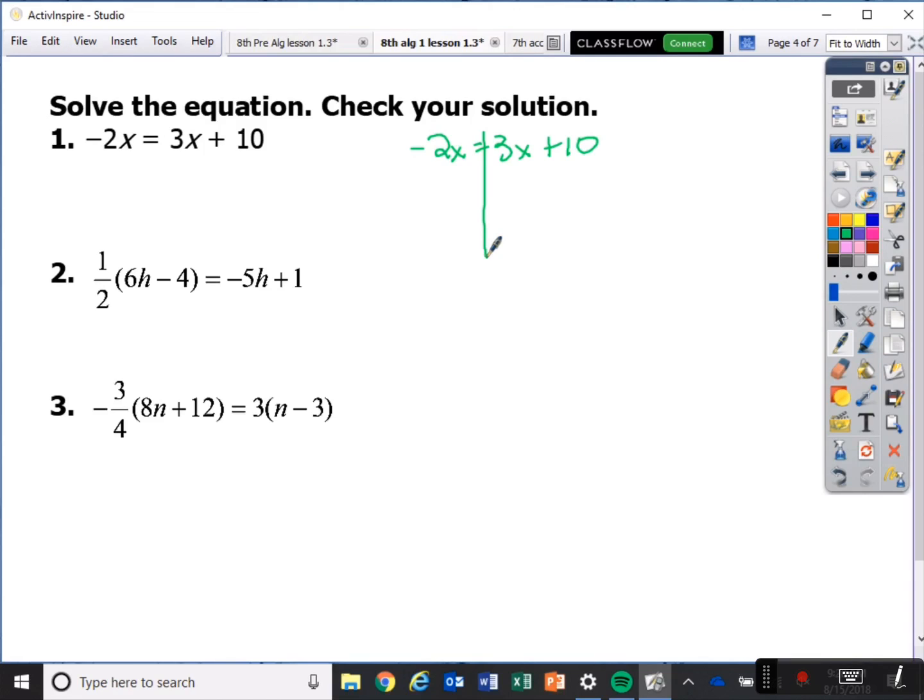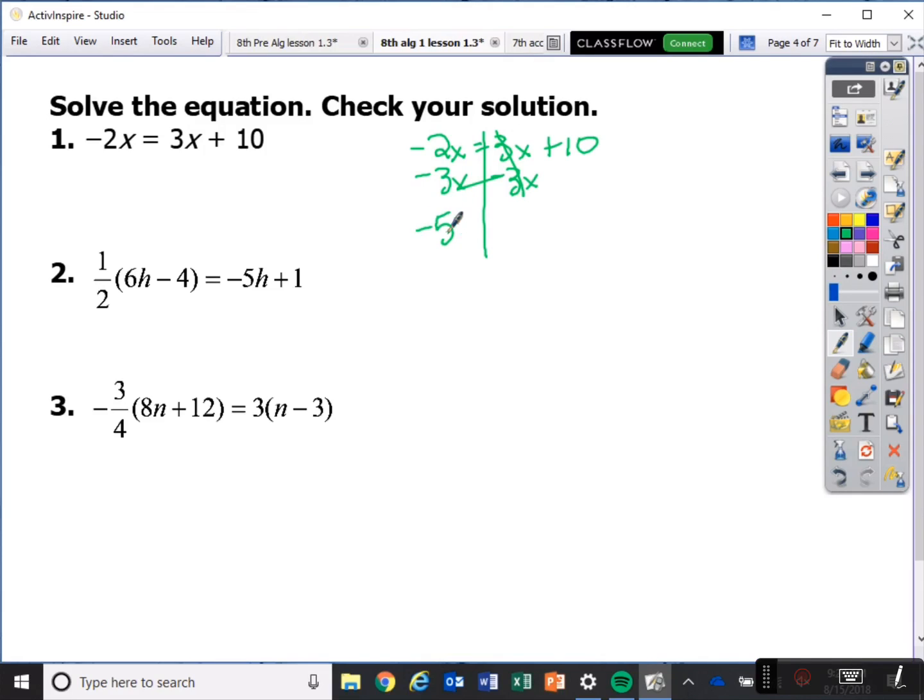So which X am I moving then? 3x. What kind of 3x? Positive. So now it's a minus 3x. Negative. All right, so what is negative 2x minus 3x? Negative 5x.